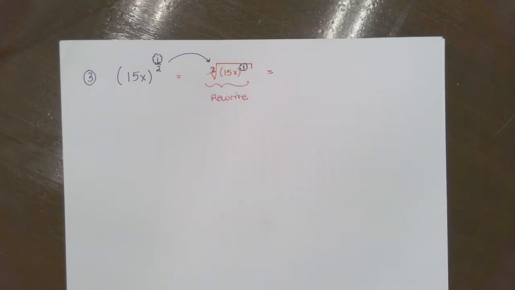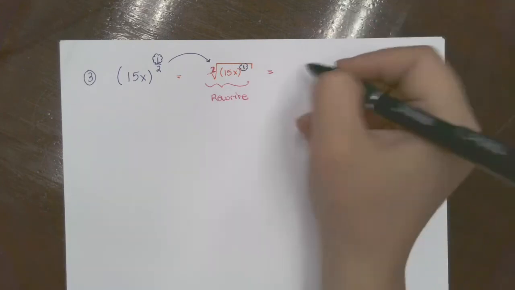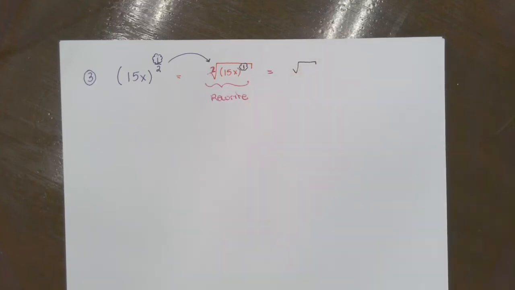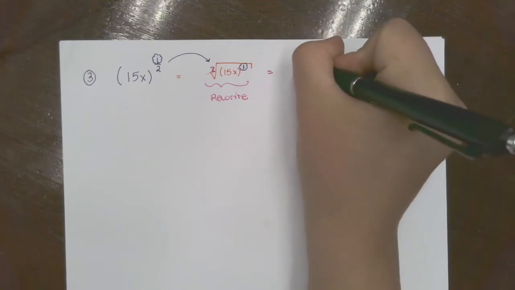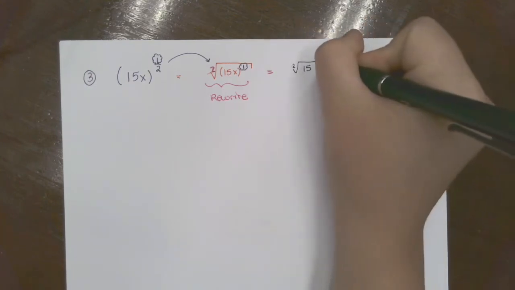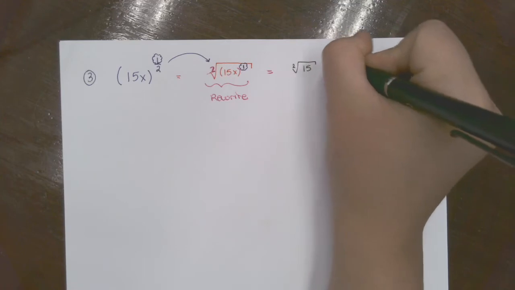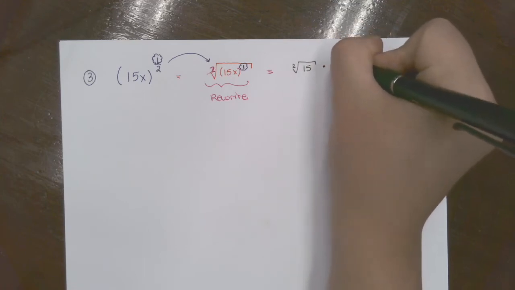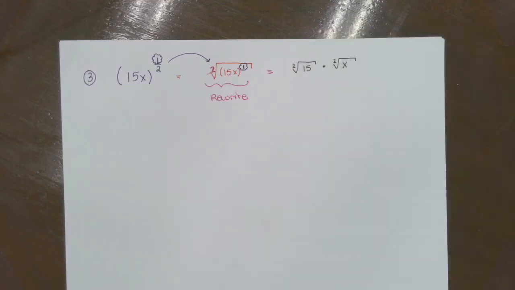Now we are in the second step of that question, to simplify. So how do we simplify this? Step 1, use the product property, and I'm going to separate everything out. I'm going to say I have the square root of 15 times the square root of x, and again this is square root.